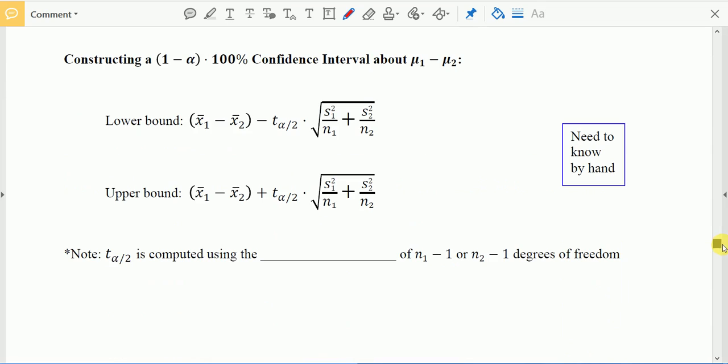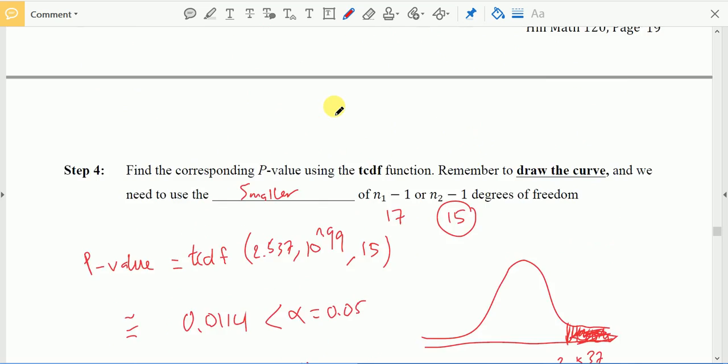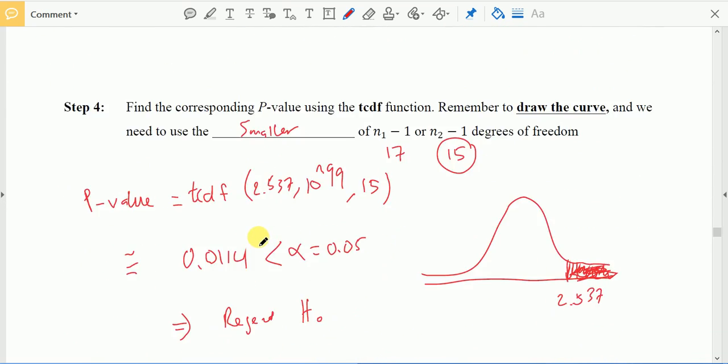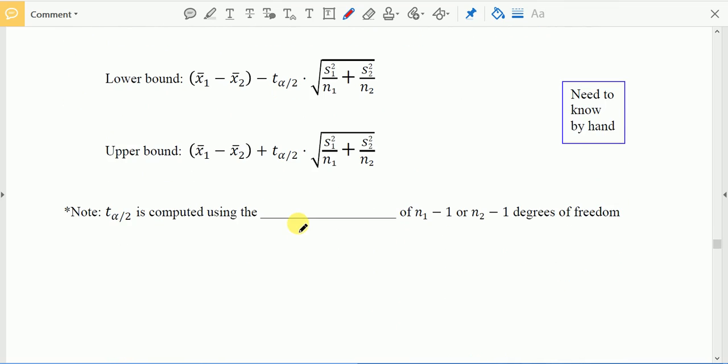Therefore, you have x1 bar minus x2 bar, which is the average of data 1 and data 2. The same thing for s1 and s2, which we found above, right? And we have t alpha over 2. Again, you have to use the smaller of these two for the degrees of freedom. So the lower bound is this, and the upper bound is this one. The difference is the plus and the minus.